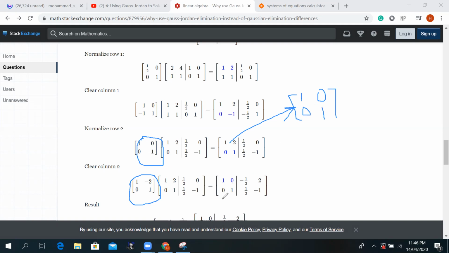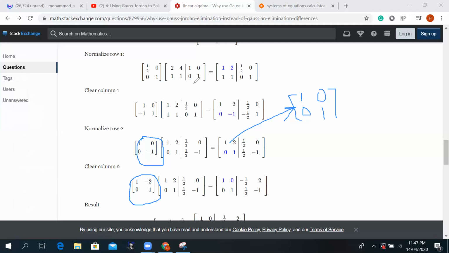But in the process of making this 1001, we have changed our original 1001. You remember originally this location was 1001. Now this location becomes minus 1/2 to 1/2 minus 1. So in this process, when this side becomes identity, this side becomes A inverse. So this is our A inverse. So in this way, you can find A inverse for a matrix by doing these operations.